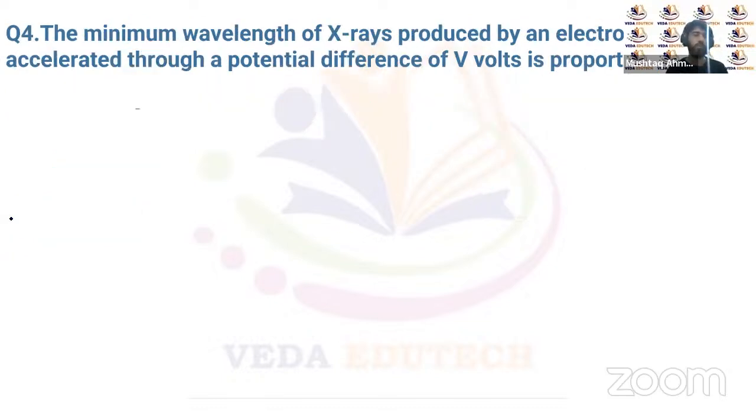Let's move on to question number 4. The question says that the minimum wavelength of X-rays produced by an electron accelerated through a potential difference of 3 volts is proportional to. Now let's see how actually the X-rays are produced. This is the fast-moving electron. Let's suppose we are accelerating this electron through a potential difference of 3 volts. Then the kinetic energy of this electron will be the charge of the electron multiplied by the potential difference, right?